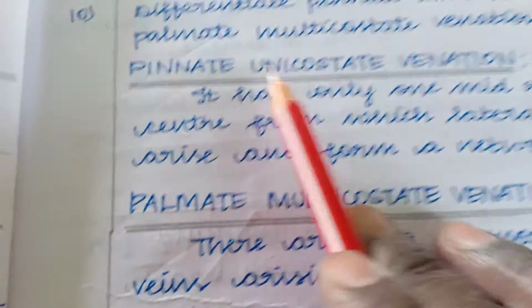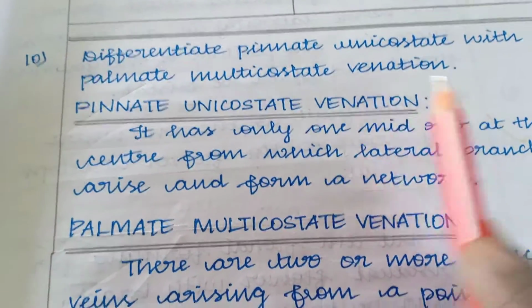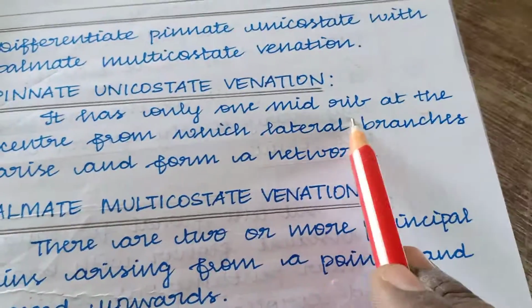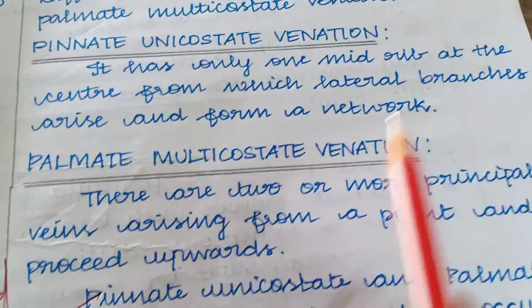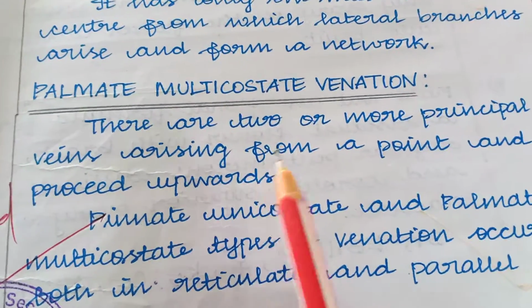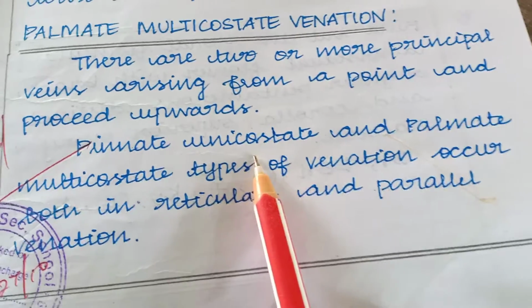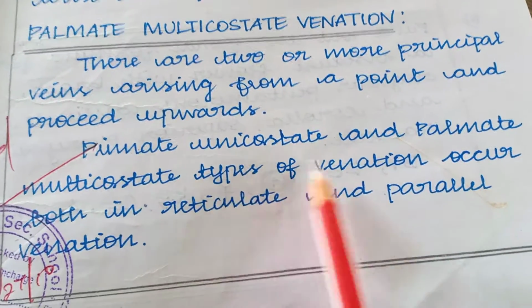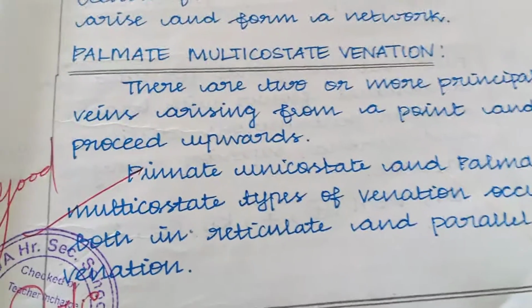Tenth question, differentiate pinnately unicostate with palmately multicostate. It has only one midrib at the center from which lateral branches arise and form a network. In palmately, there are two or more principal veins arising from a point and proceeding upward. Pinnately unicostate, palmately multicostate type of venation occurs both in reticulate and parallel venation.